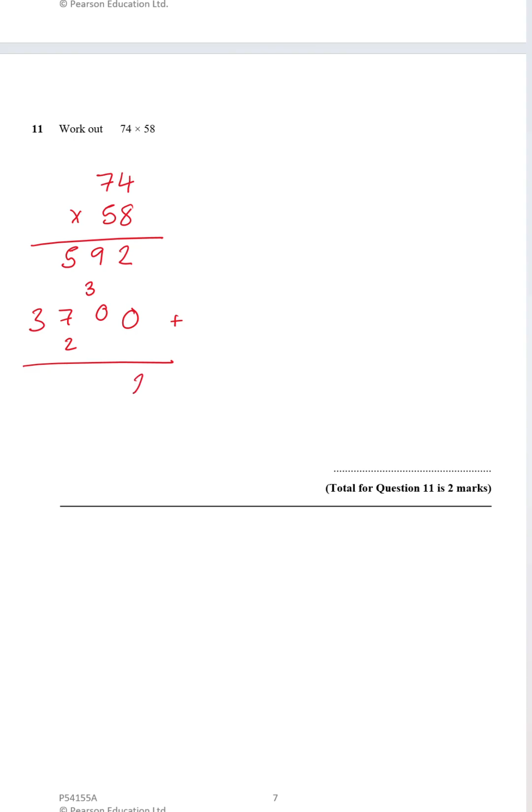Question 11 is a nice easy one. It's a multiplication question. Eight multiplied by 4 is 32. Carry the 3. 8 times by 7 is 56. Add the 3 is 59. Placeholder. 5 times 4 is 20. 5 times 7 is 35. Add 2 is 37. Add 2. 9, 12, and therefore 3. So 3, 2, 9, 2.